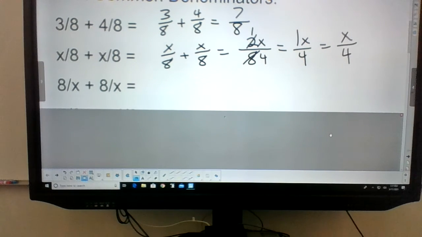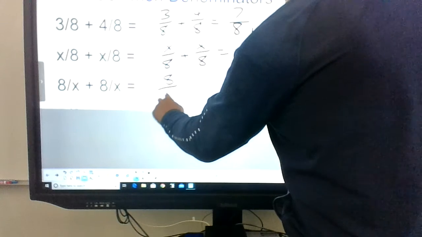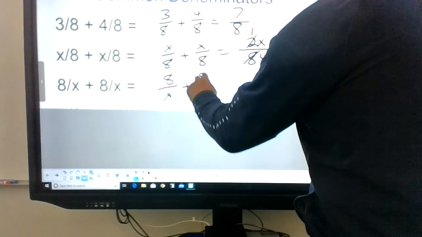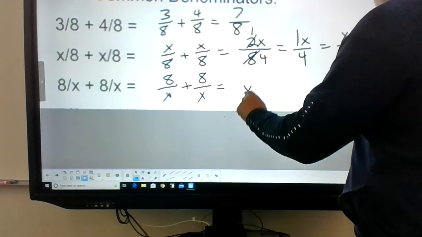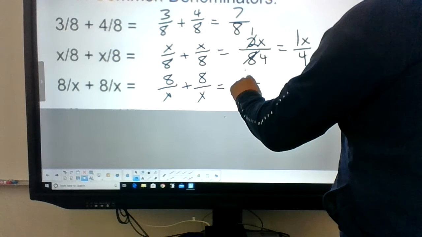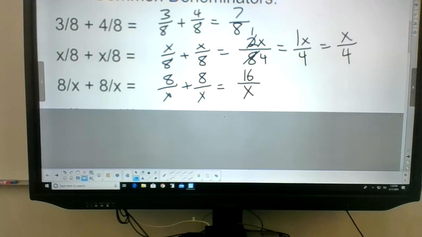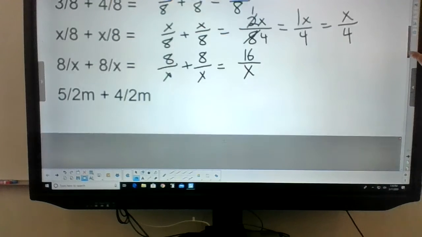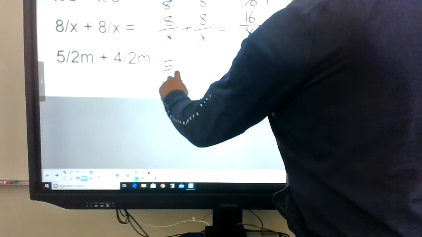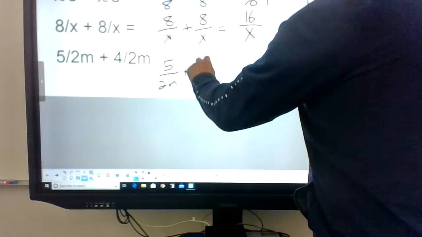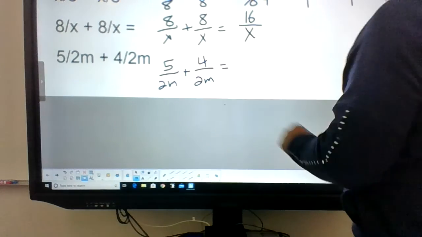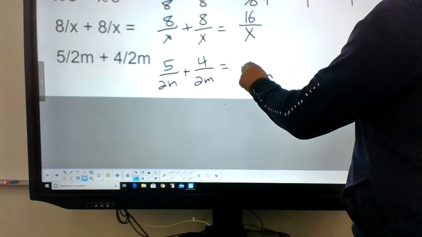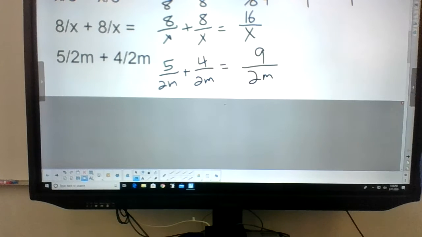Okay, what if we do 8 over x plus 8 over x? Our common denominator is x. What are we doing? 8 plus 8 on top, 16 over x. That is a finished answer. Nothing we can do further than that. So 16 over x, finished answer. Okay, very similarly, 5 over 2m plus 4 over 2m. Common denominator, 2m, stays 2m. 5 plus 4, 9 over 2m. Nothing to simplify in those last two.